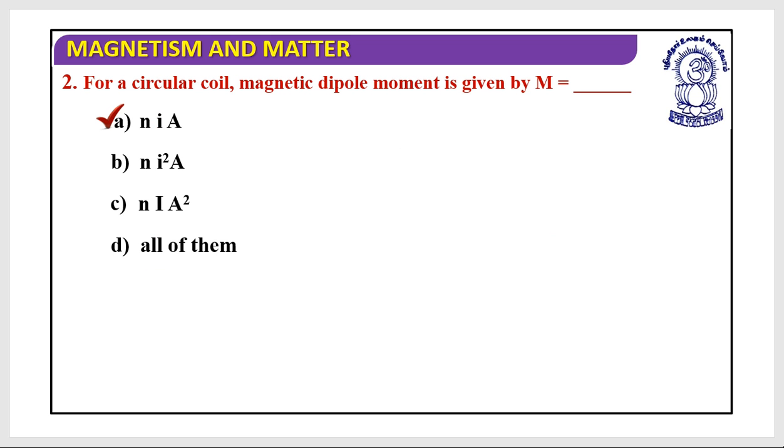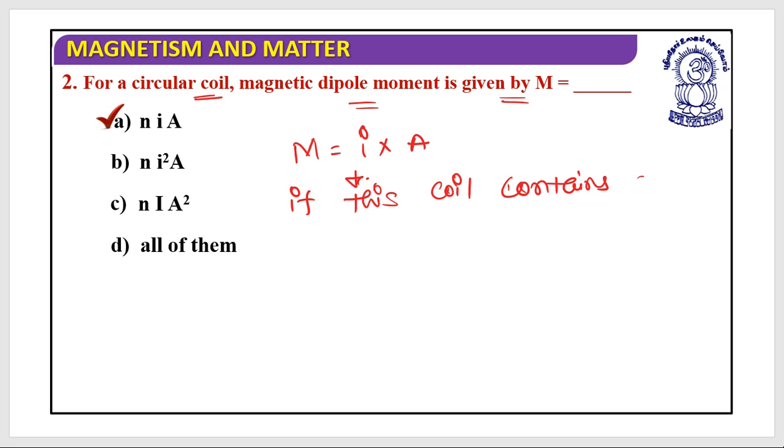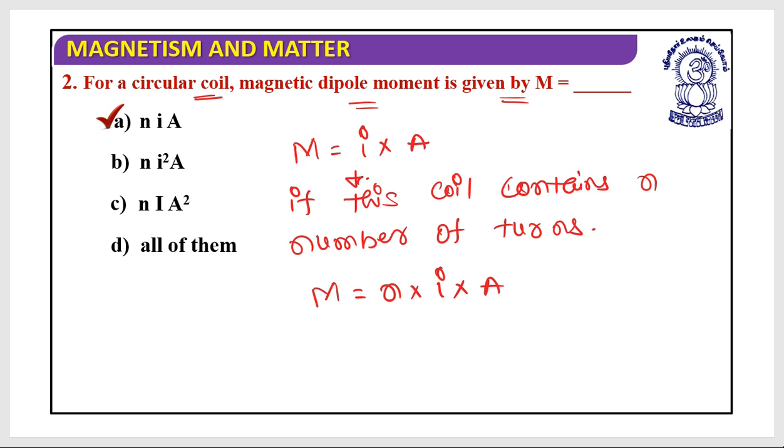Next, for a circular coil, the magnetic dipole moment is given by the relation m equals I into a. But if this coil contains n number of turns, then m can be given as n into I into a. This would be the correct answer. I hope this is clear. Is it clear?